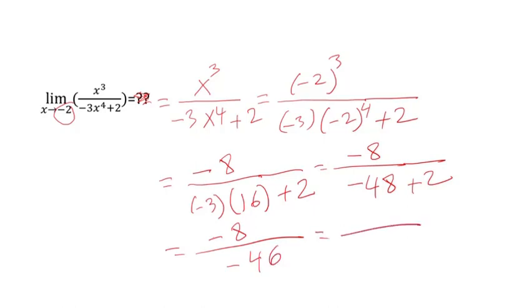Since I have a negative sign at the top and the bottom, I can just ignore them, cancel them basically. So 8 divided by 46. And if you want to simplify, divide both sides by 2. So 8 divided by 2 is 4. 46 divided by 2 is 23.